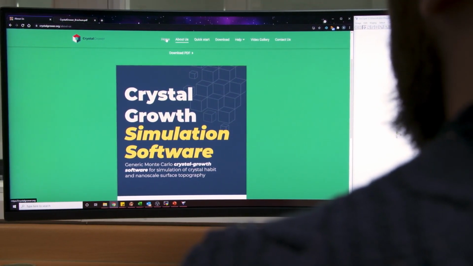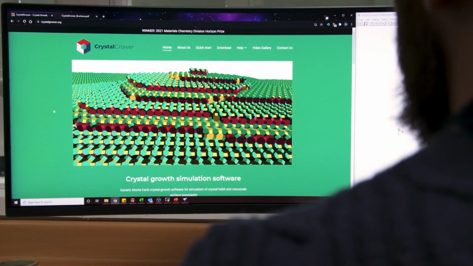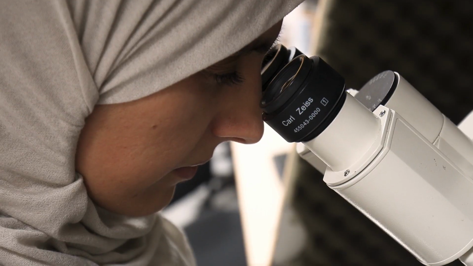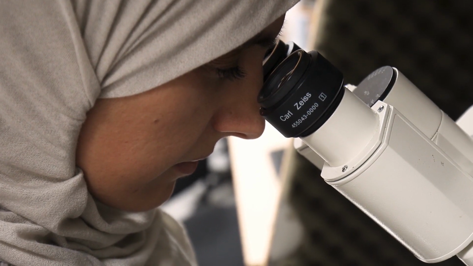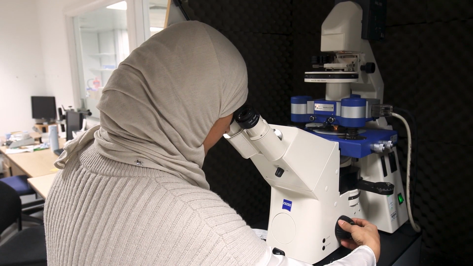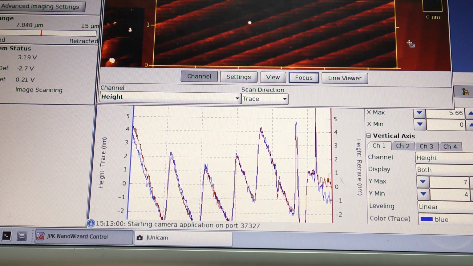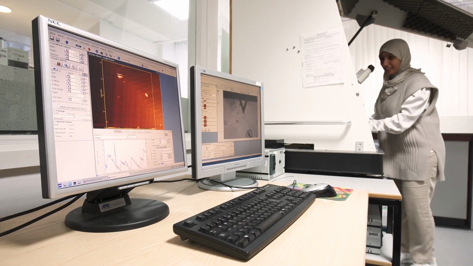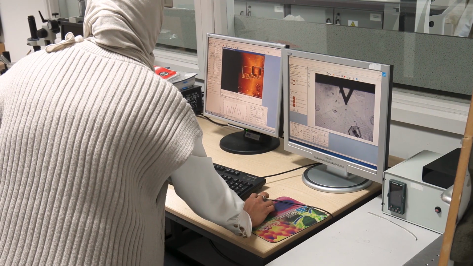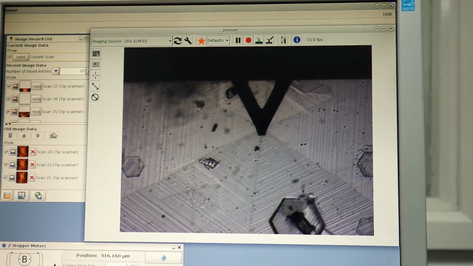We've developed some software for actually simulating how crystals grow. Over the years, we've been using special microscopy methods where we've been looking at crystals growing at the atomic scale. And now we've been developing software which can actually simulate how the crystals are growing at the atomic scale, with the hope that by understanding how the crystals grow, people can actually control in the laboratory exactly what they're going to get.